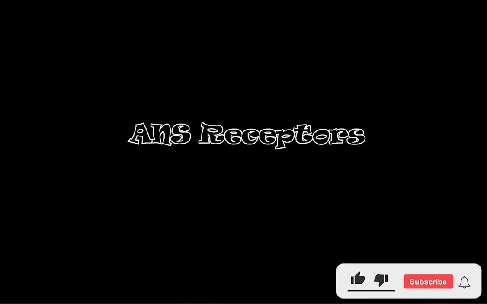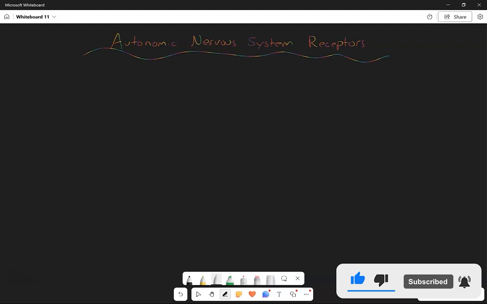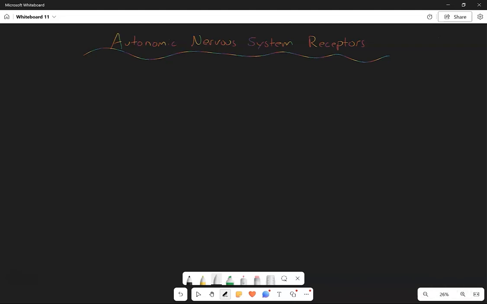The autonomic nervous system uses two different types of receptors. The parasympathetic division uses cholinergic receptors at the target organ, muscarinic cholinergic receptors, and the sympathetic division uses adrenergic receptors. And there are a couple different types. The main two major classes are alpha and beta, right?